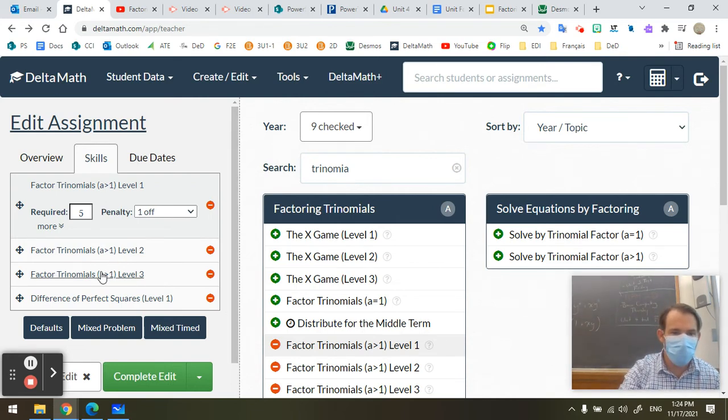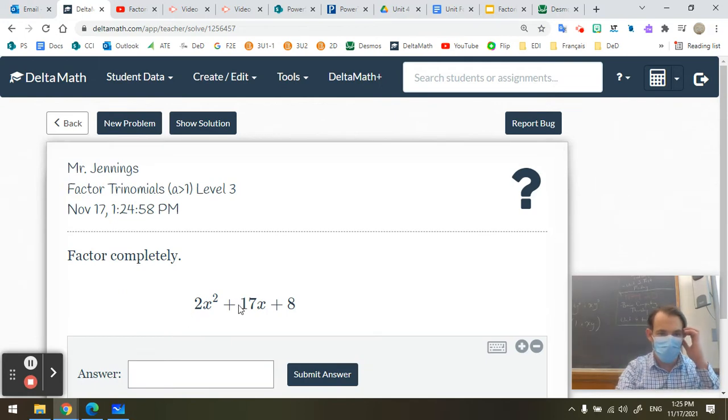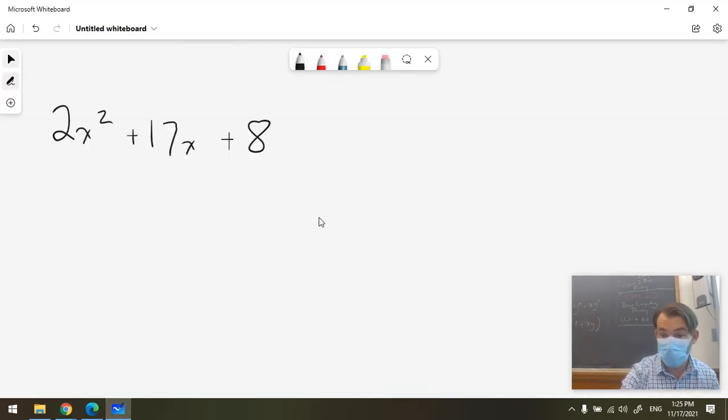Let's do one that's from level 3, a little harder one: 2x squared plus 17x plus 8. First step is to copy out the question. Okay, we have successfully copied out the question. If I told you that actually gets you marks on the test, you'll start doing it. All right, 2x squared plus 17x plus 8.